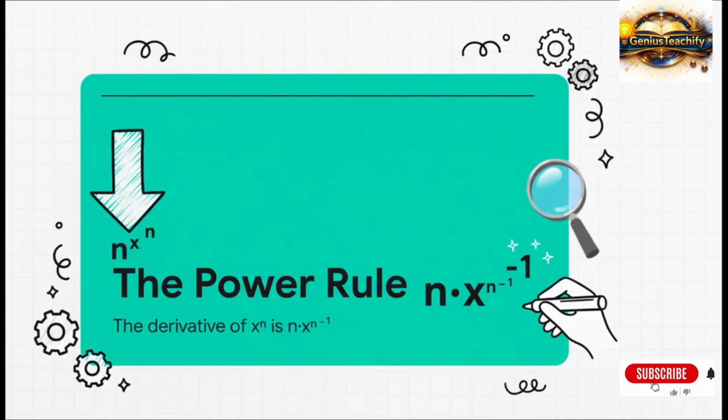I know, this looks a little scary, but I promise you, it's just a simple two-step recipe. All it's saying is this: to find the derivative of x to some power, you just do two things. 1, you bring the original power down in front, and 2, you subtract 1 from that original power. That's it. That's the whole move.